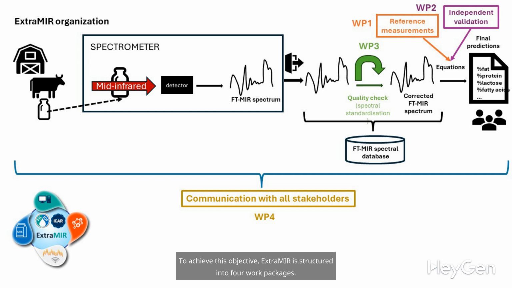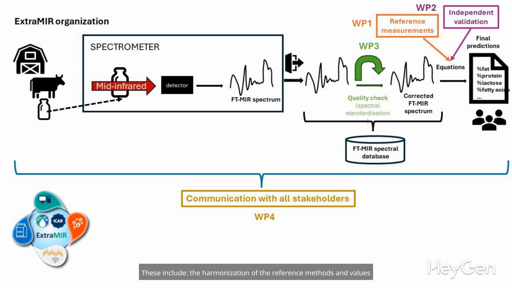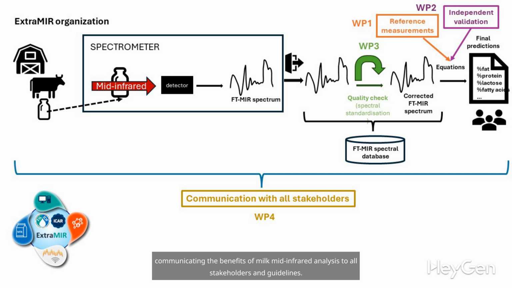To achieve this objective, ExtraMIR is structured into 4 work packages. These include the harmonization of the reference methods and values necessary for developing the equations, the creation of an independent validation set to compare equations developed for the same traits, the establishment of a quality control system for spectral data, and, importantly, a work package focused on communicating the benefits of new mid-infrared analysis to all stakeholders and guidelines.